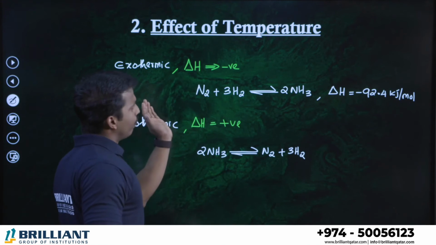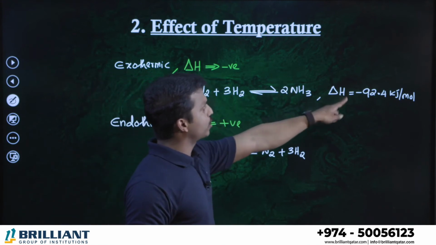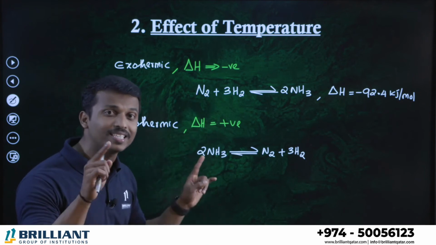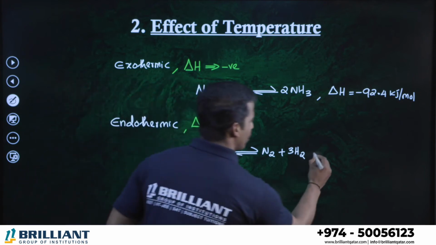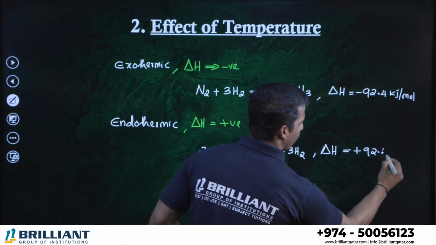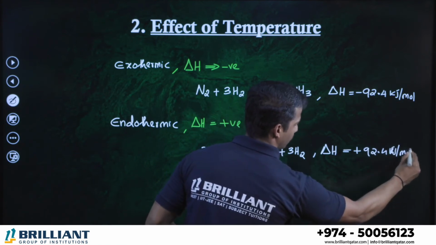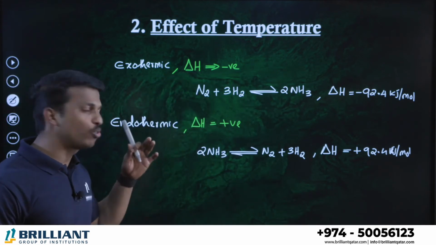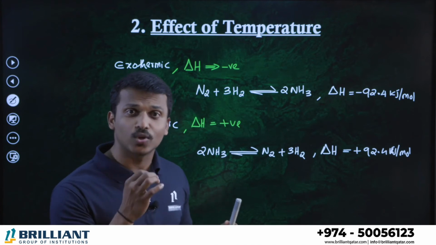Dear all, here formation of ammonia is exothermic. So what will be the opposite, decomposition of ammonia? It is endothermic with the same value. So delta H becomes positive. Okay, positive 92.4 kilojoule per mole. Clear all? That's it.